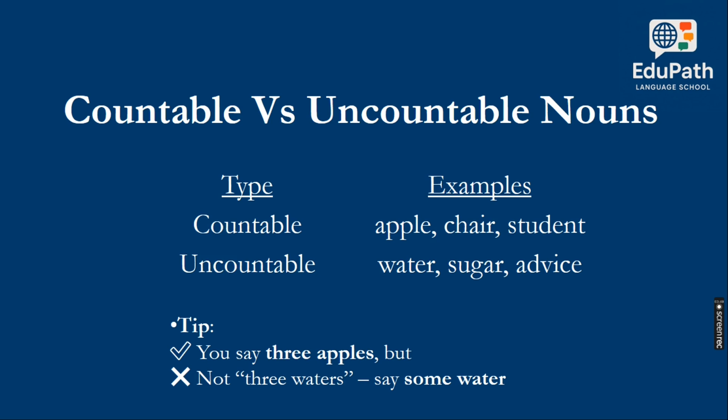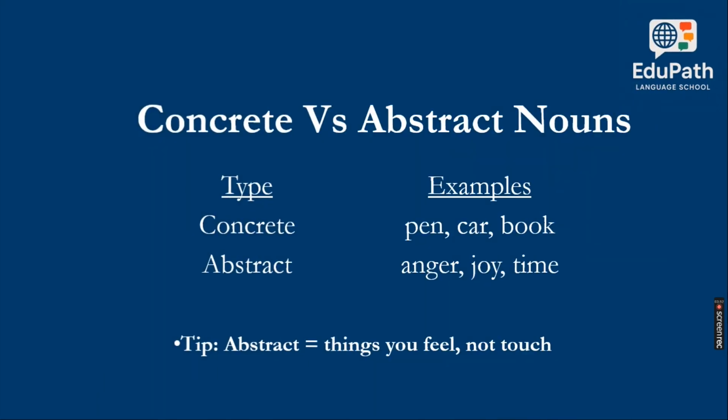Okay, now let's move on to the next part, which is concrete versus abstract nouns. What they are. Concrete nouns are names of anything that has a physical form and we can generally touch and see it. For example, pen, car, and book. The opposite of this would be an abstract noun, something that we cannot see or touch. For example, anger, joy, and time. Abstract nouns are generally names of things that you can feel but not touch.